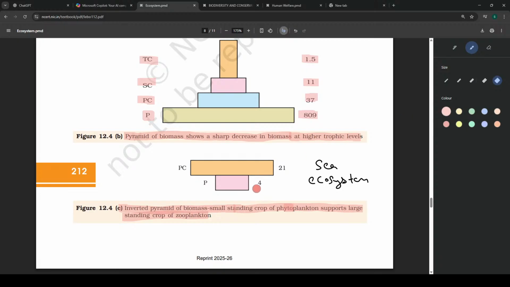Why is this possible? Why can only 4 phytoplankton sustain 21 primary consumers? It is because the phytoplankton have a rapid reproduction capability, and this is again because it is a standing crop of phytoplankton only at a specific time. If we assume that the phytoplankton keep on getting eaten by the primary consumer, the phytoplankton have such a devastating reproduction ability that they continue to reproduce even though they are continuously getting eaten. Because of their rapid reproduction capability, much better than these primary consumers or other plants, even though they have a much lesser standing crop, they can support a large number of zooplankton.